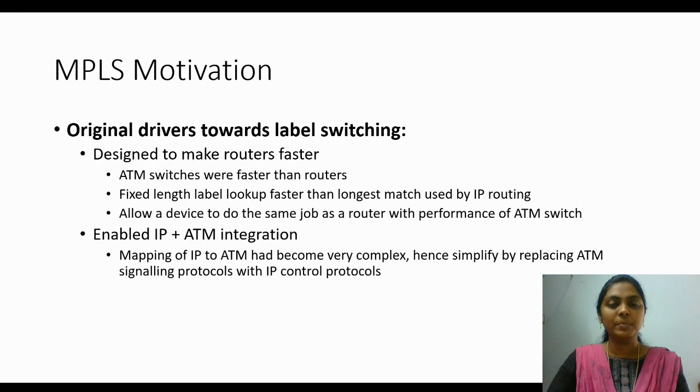There is always a comparison between the switching and the routing process. Based on surveys, it is understood that even the ATM switches were faster than the routers, because the label lookup is faster than the longest match which happens in the routers. So they have always been finding possibilities to bring the fastness we have in the switching concept. That is the main objective.